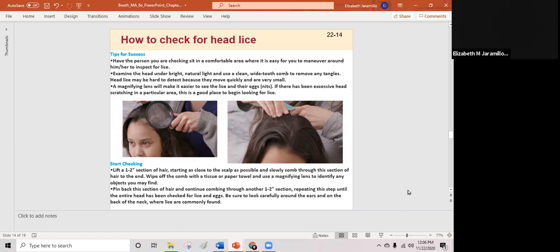So lift 1 to 2 inch sections of hair, starting as close to the scalp as possible, and slowly comb through the sections of hair to the end. Wipe off the comb with a tissue or paper towel and use a magnifying glass to identify any objects you may find. Pin back this section of hair and continue combing through the other 1 to 2 inch sections, repeating this step until the entire head has been checked for lice and eggs. Be sure to look carefully around the ears and on the back of the neck where the lice are commonly found.